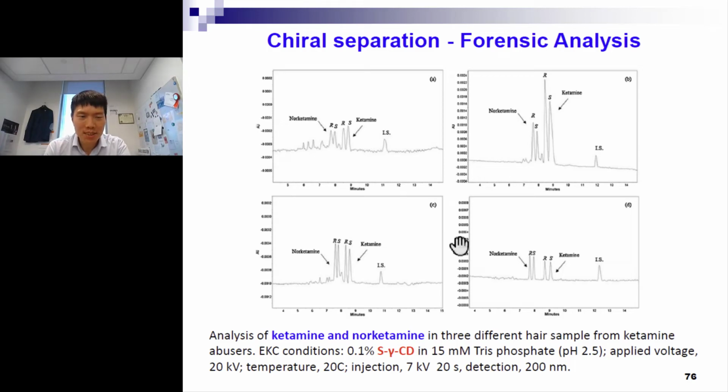More data. For drug addicts, we need to test whether they are taking drugs. So here we have some forensic analysis of ketamine and norketamine from a hair sample. You pluck the hair, look at the follicles, snip it, grind it, and then prepare the solution. Then you can ascertain whether they are still taking drugs or lying to you. For each of these, ketamine and norketamine, you also have the enantiomeric form. It is important to look at the amount of these drugs in the sample. S stands for sulfated.